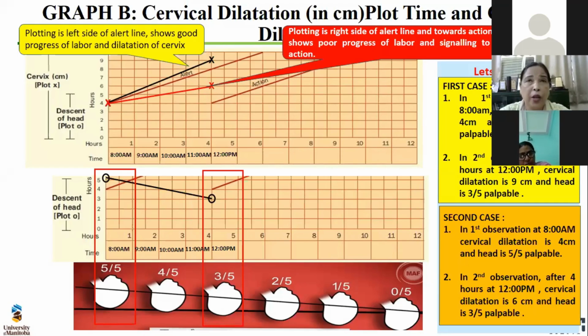So any partograph which is deviating and moving toward the right side of an alert line, it is a sign that this labor is not progressing properly, or it is an abnormal progress, or it is a poor progress of labor. So the partograph should be on the left of the alert line, or it should correspond to the alert line. Okay, next.